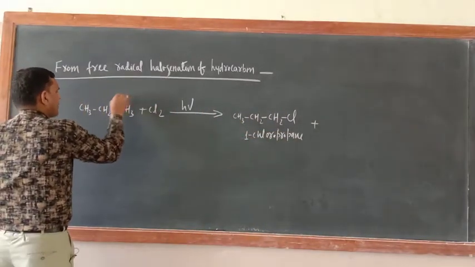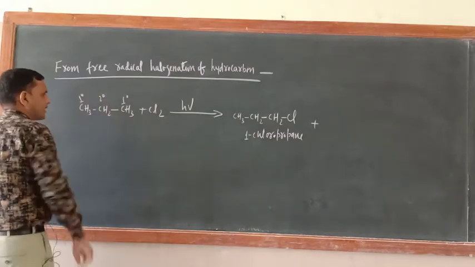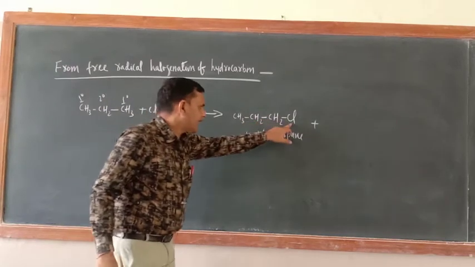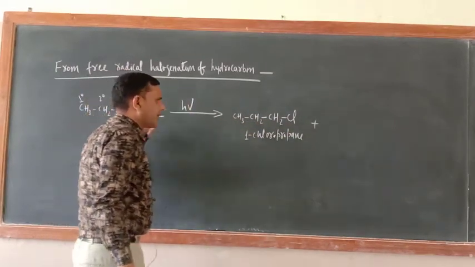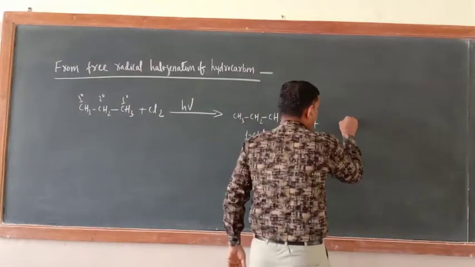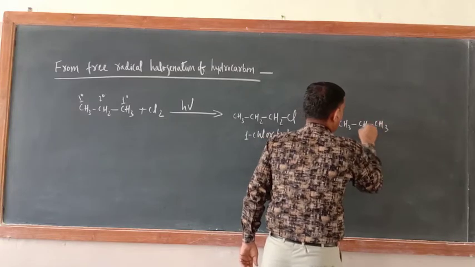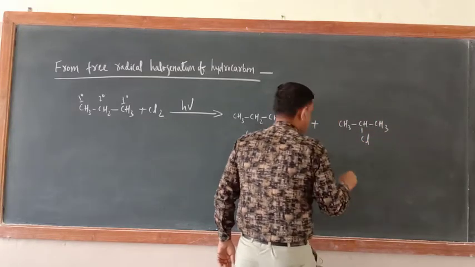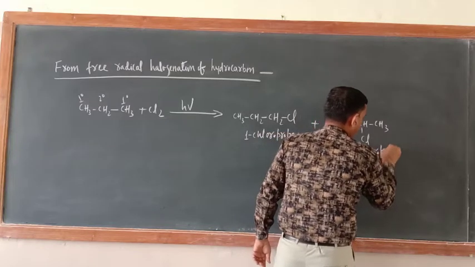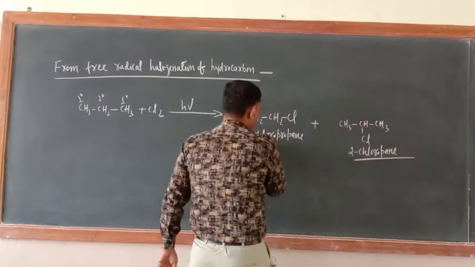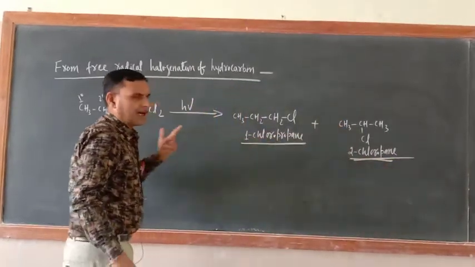Just see here, two types of carbon atom are there. This is 1 degree carbon atom, this is 2 degree carbon atom, and this is also 1 degree carbon atom. So you can add Cl on this side or that side, both will be the same. But with the 2 degree carbon, another product will also be there: CH3, CH, Cl, CH3. This is 2-chloropropane. This is 1-chloropropane, this is 2-chloropropane. So you have got 2 alkyl halides.